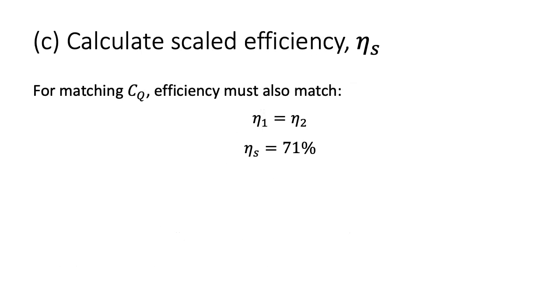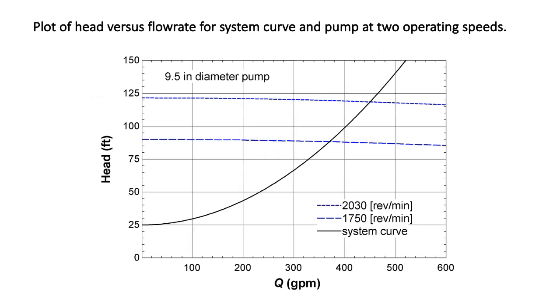Finally, for Part C, calculate the efficiency for the scaled speed calculated in Part B. Note that because the efficiency is already dimensionless, the scaled efficiency is the same as the efficiency at the original operating point. For the last slide, I have included plots of the original and scaled pump curves for the two different operating speeds, along with the system curve. From this plot, we can see how the operating point shifts to the right, increasing both the operating flow rate and head as the pump speed is increased.